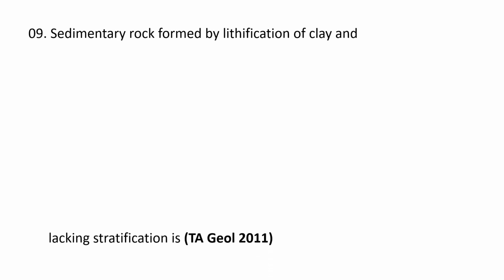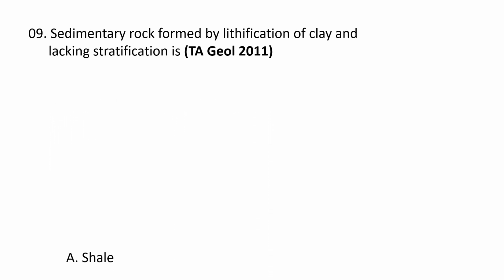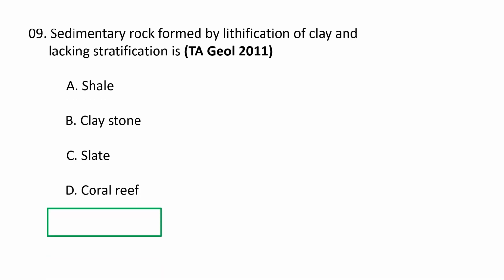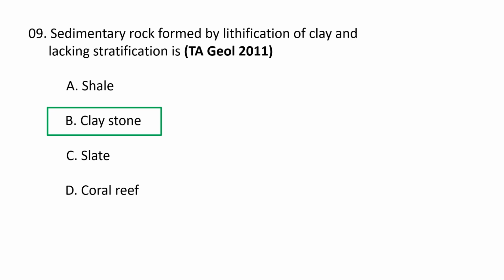Next question. Sedimentary rock formed by lithification of clay and lacking stratification is A. Shale, B. Claystone, C. Slate, D. Coral reef. So the correct answer is B. Claystone. So claystone is a sedimentary rock that is made up of hardened clay. It is a non-fissile mud rock that contains up to 50% clay particles. And clay particles are smaller than 1/256 of a millimeter in size. So sedimentary rock formed by lithification of clay and lacking stratification is claystone.